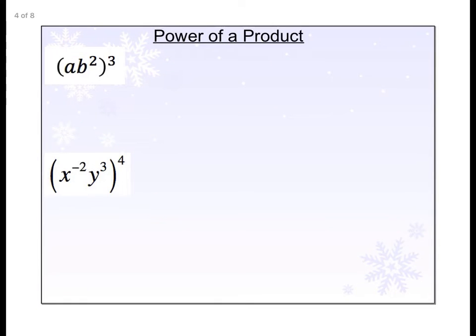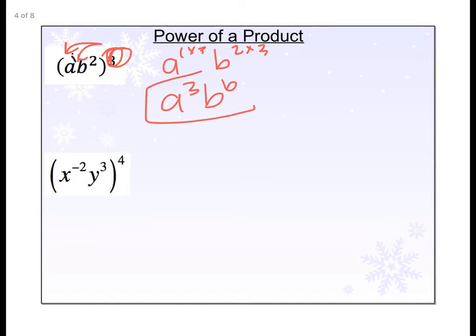Okay, next one is power of a product. All that means is that when I have another power outside the parenthesis, it's going to apply to everything inside. So this A just has a 1 on it, B has a 2. All that means is it applies to everything inside. So here I'd have A to the 1 times 3, and then B to the 2 times 3. So that 3 outside here applied to everything inside. So my final answer would be A cubed B to the 6th.